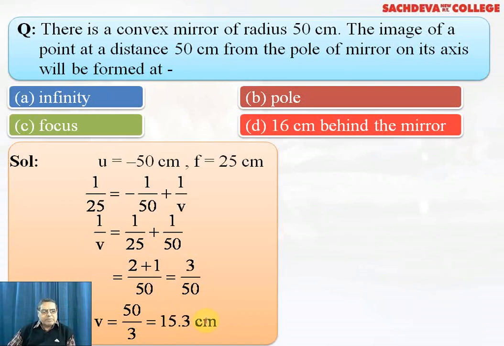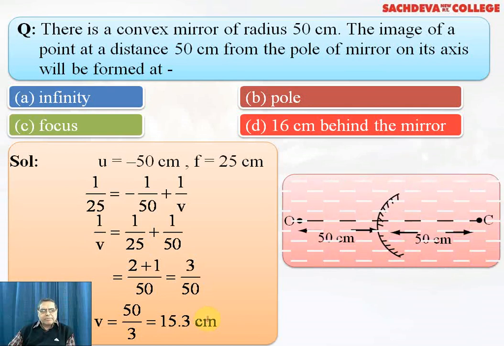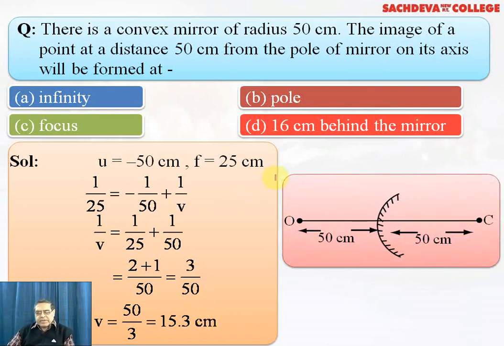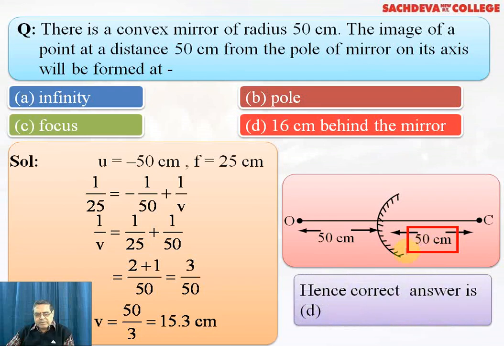So we have to check which is the right option among the four. The figure is indicated here: the object and the pole are 50 apart, and the center of curvature and the pole are also 50 apart. Hence the correct answer is D, that is 16 centimeters behind the mirror. So obviously it will be a virtual image because it is behind the mirror.